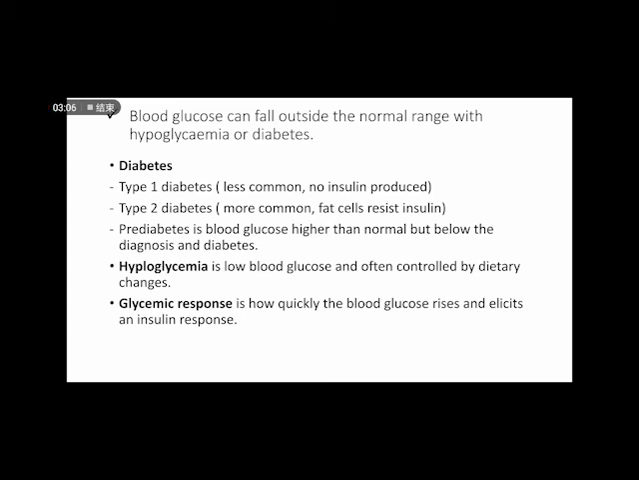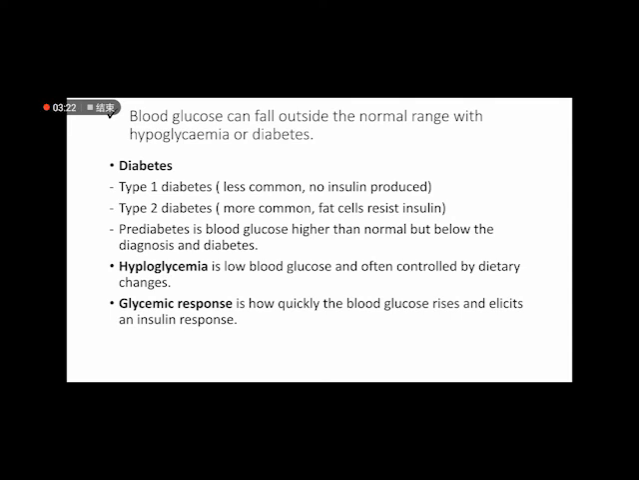Blood glucose can fall outside the normal range, with hypoglycemia or diabetes. The first is diabetes. Diabetes has two types, type 1 diabetes and type 2 diabetes. Type 1 diabetes is less common, and no insulin is produced. Type 2 diabetes is more common, and the cells resist insulin.